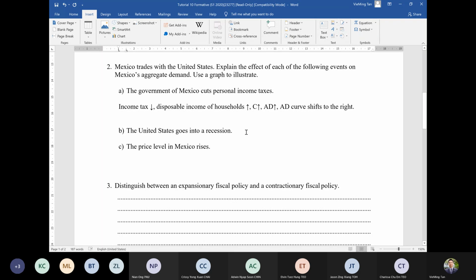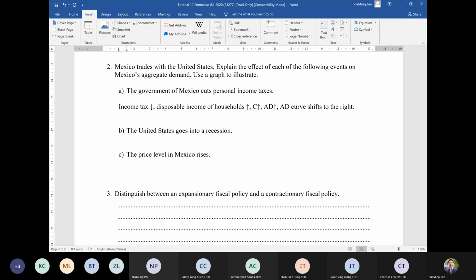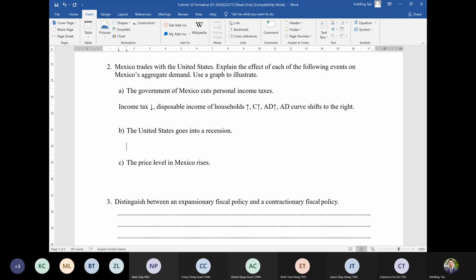Okay, B. The next event is about what? United States goes into a recession. Okay, the United States is having a recession now. That means the economic condition in the United States is not good. If not good, that means the aggregate demand in the US is also going to reduce. This is going to happen in the US. US demand will reduce.